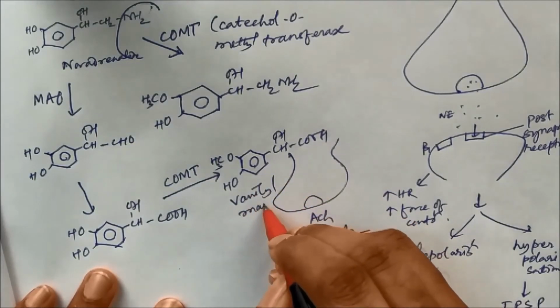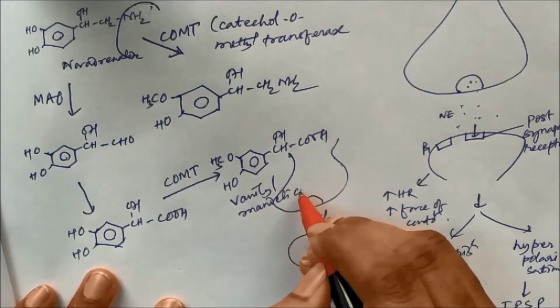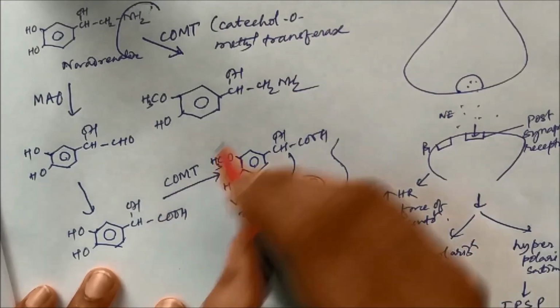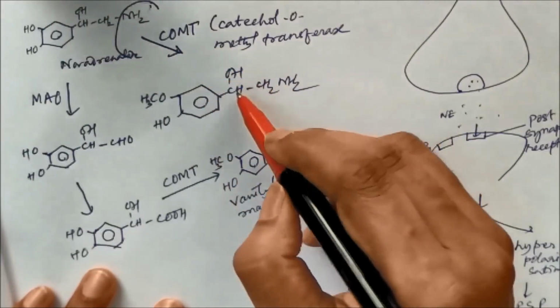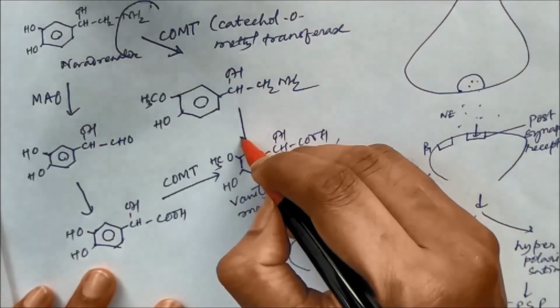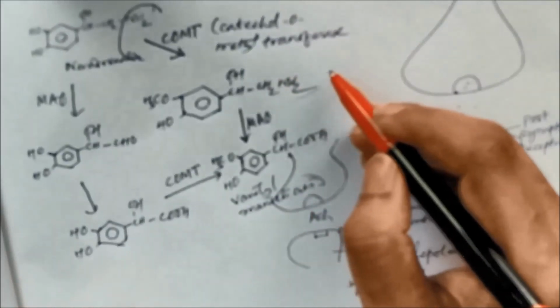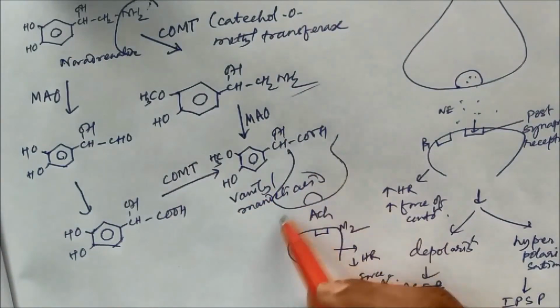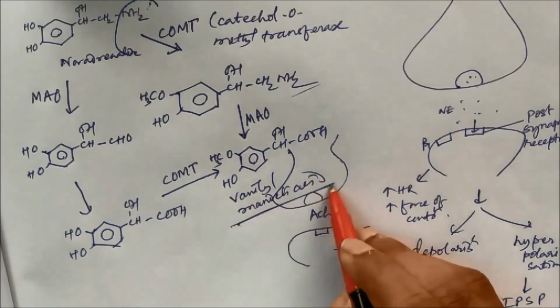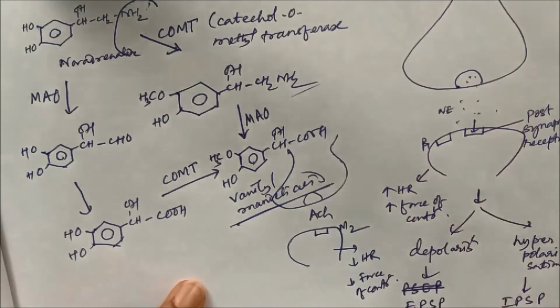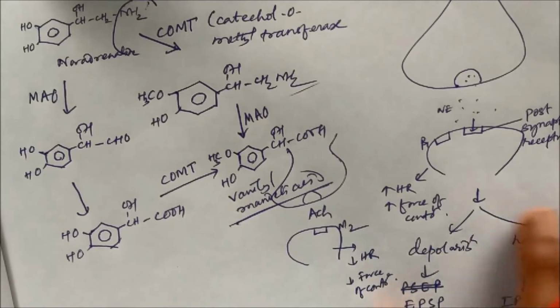mandelic acid. So mandelic acid derivatives are formed, and here after COMT, this is formed from MAO, monoamine oxidase, oxidative deamination, aldehyde and acid will be formed. So mandelic acid derivatives are formed which are excreted. So in this way there will be termination of action.